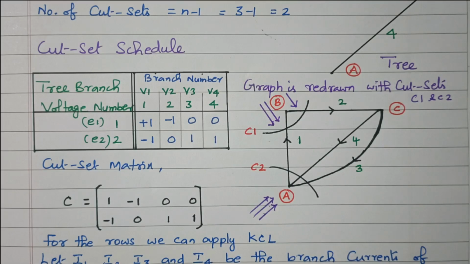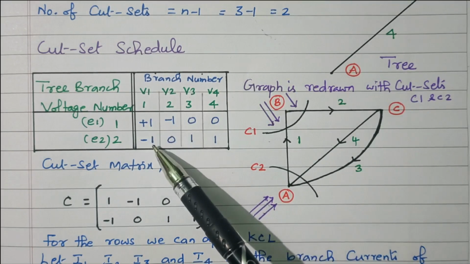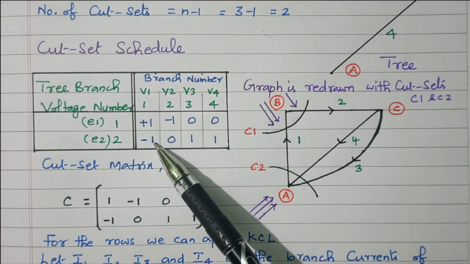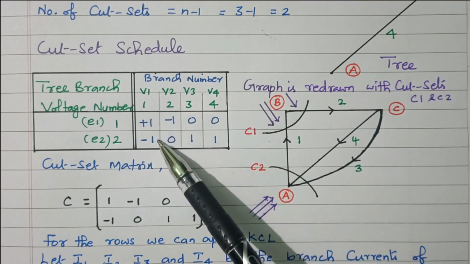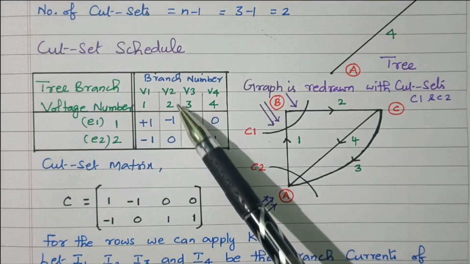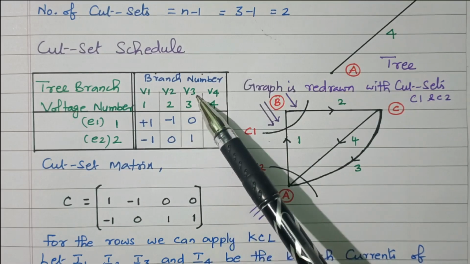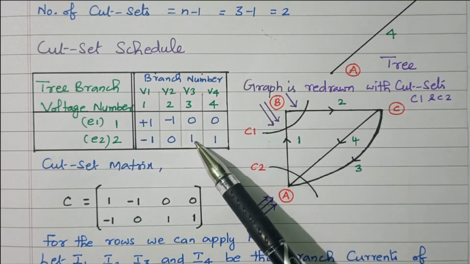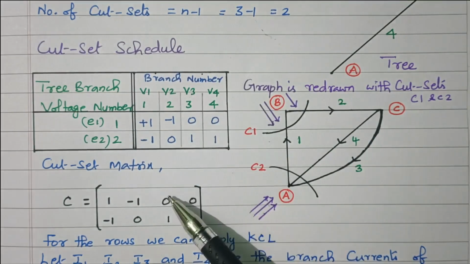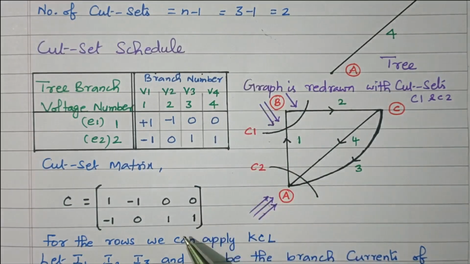Similarly, we can write the voltage equation. How will you write it? For V1, E1 is +1, E2 is -1, so V1 equal to E1 minus E2. V2, only E1 is available, -1, so V2 equal to minus E1. E2 is 0. V3, only E2 is available, +1, so V3 equal to E2. V4, only E2 is available, 1, so V4 equal to E2.